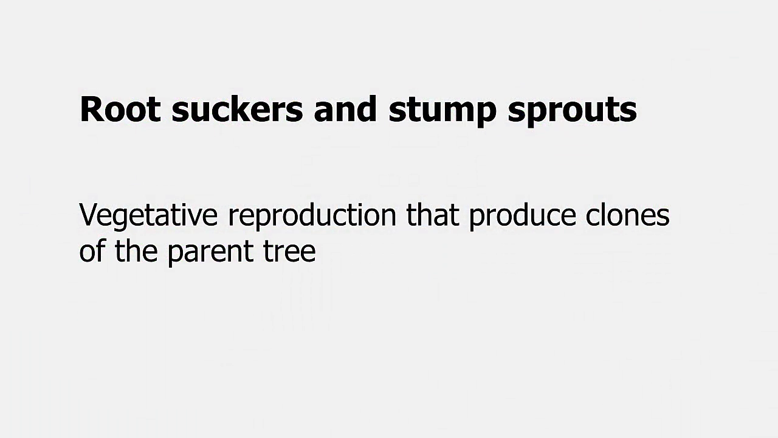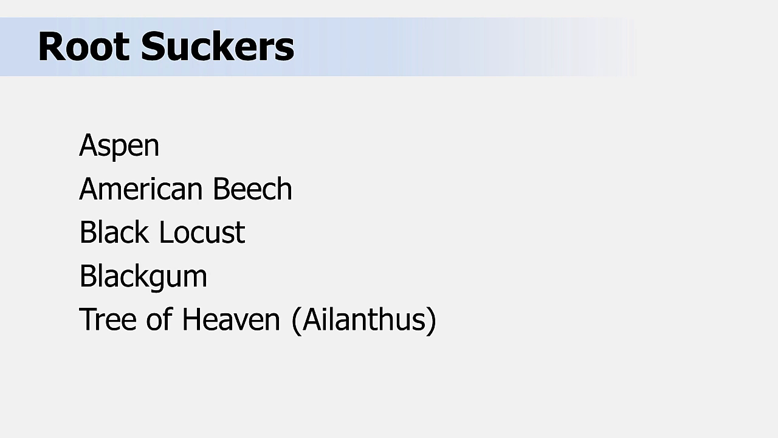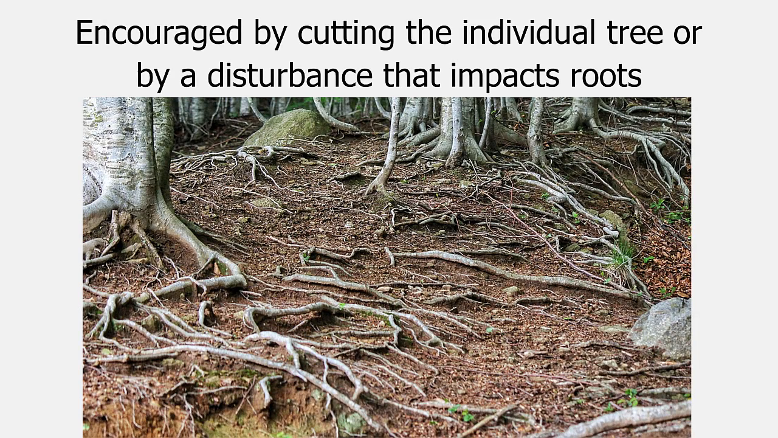Common to hardwood trees, root suckers and stump sprouts are forms of vegetative reproduction that produce clones of the parent tree. Trees that root sucker easily include aspen, American beech, black locust, black gum, and tree of heaven or ailanthus, an aggressive exotic species. Root suckers can be encouraged by cutting the individual tree or by disturbance that impacts roots.